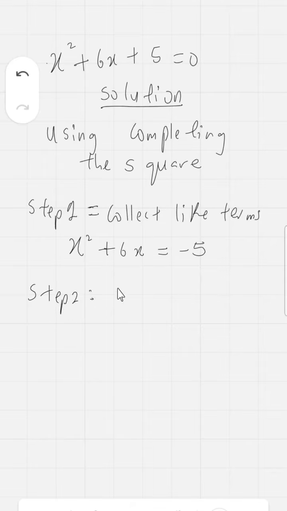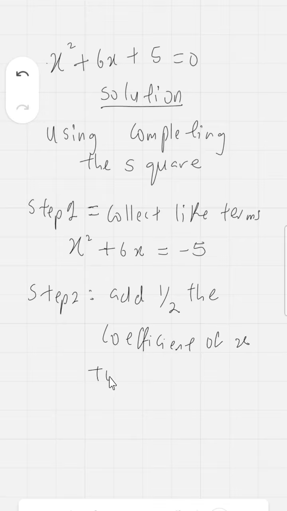Step 2: add half the square of the coefficient of x to both sides. Okay, so what I'm telling you now is, what's the coefficient of x? The coefficient of x is 6.